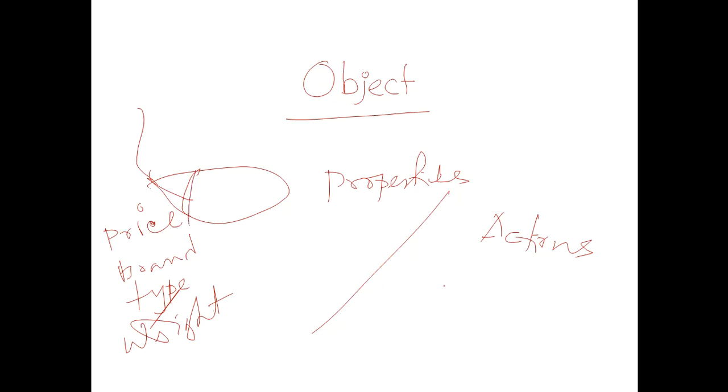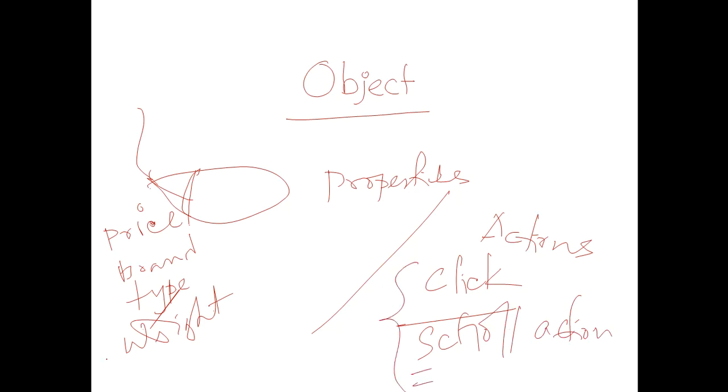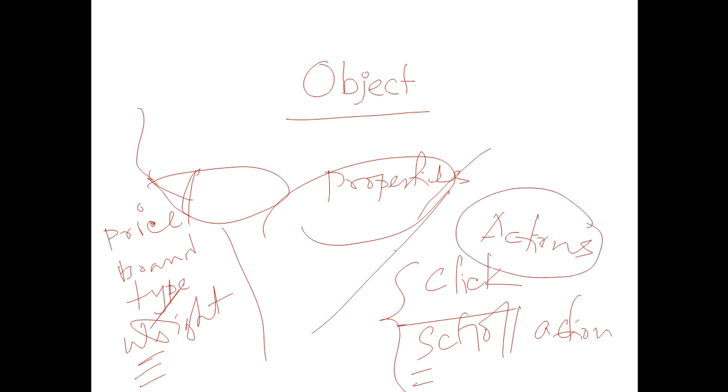And what are the actions associated with the mouse? The click action, the scroll action. So there are two or more actions, and there is a lot of information, which we call properties. We can divide any object into two parts. One we call the properties or the information which describes the object. Another part is the action which is performed by the object.